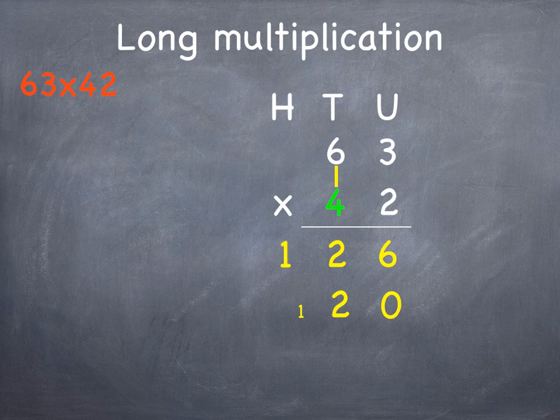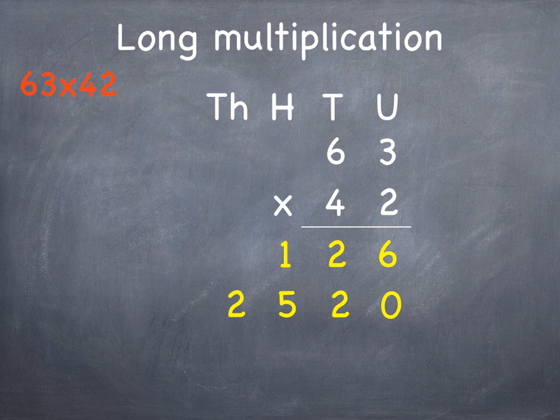Next, 4 times 6, which gives 24. Add the 1 that's already there to get 25. I need to create another new column, thousands this time, and the 2 slides along to become 2000s. So that's step 2 completed. 4 tens, which is 40, times 63 is 2520.